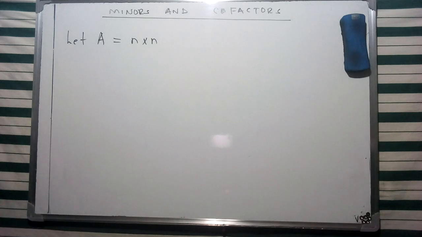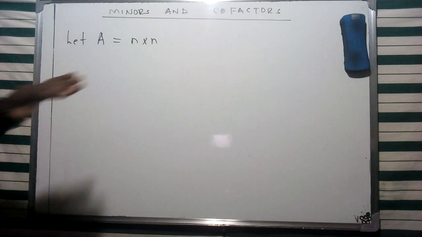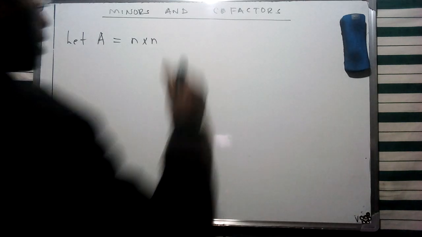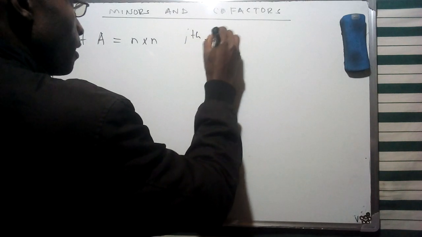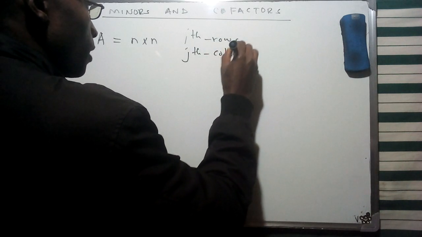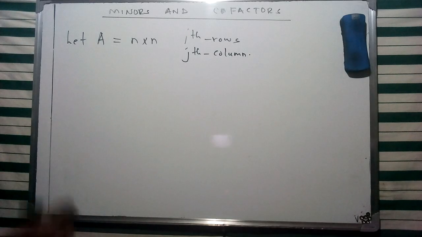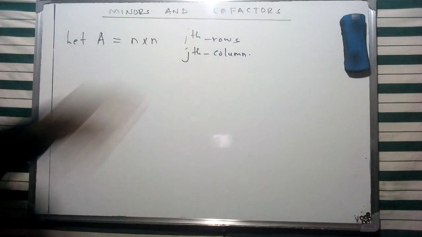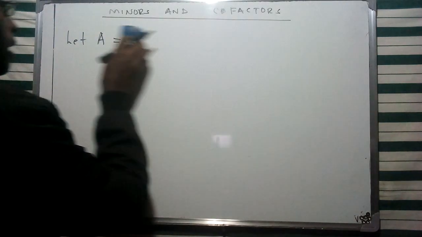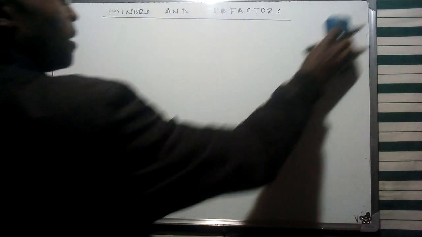From our previous discussion, we mentioned that a matrix is an array of ordered numbers given in terms of i rows and j columns, which we are going to use in trying to define minors and cofactors. From our last discussion, I mentioned that we can find a determinant of a matrix. I'm going to put a link of that video in our description box.